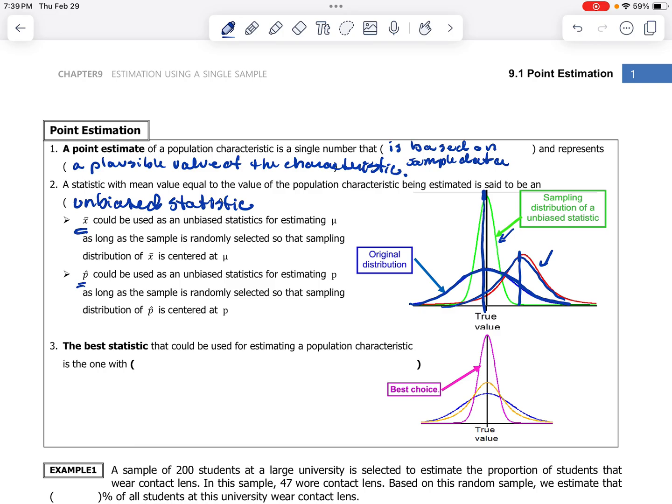The best statistic that could be used for estimating a population characteristic is always the one with the smallest standard deviation. So the smaller standard deviation you get, the better estimation it is for the true value of the population.